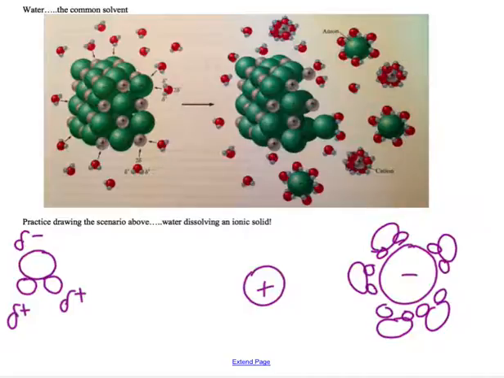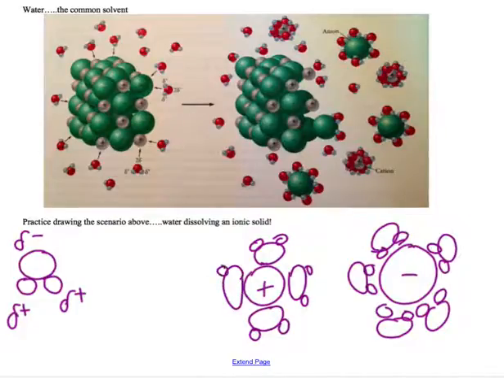Okay? And then how would water be solvating that cation? The opposite. Our oxygens would be facing the actual cation. And so we're solvating in that way. Okay? So this is very clear for your ions because these are separate charges, all right?